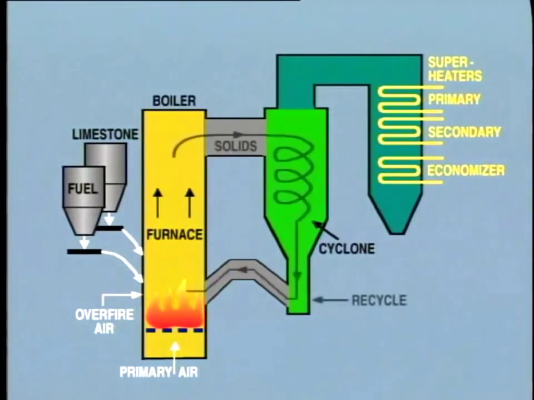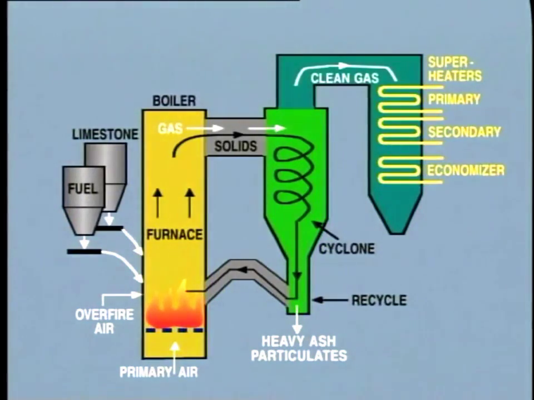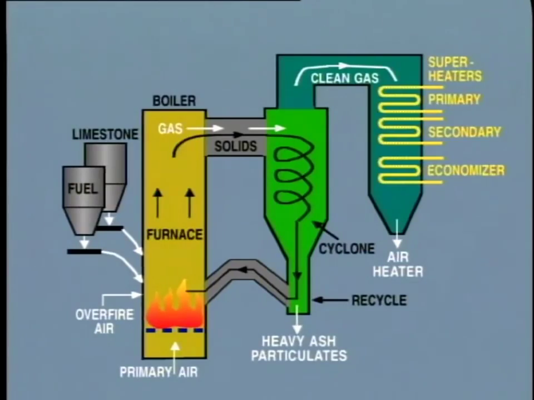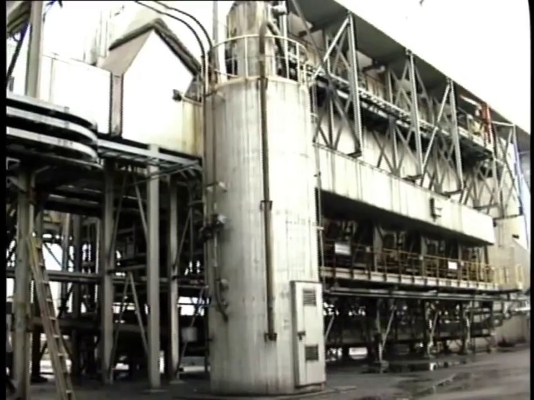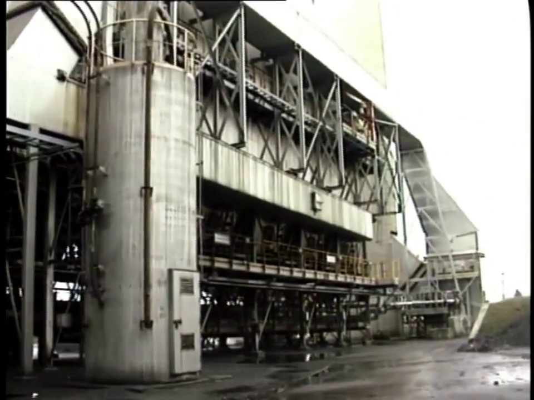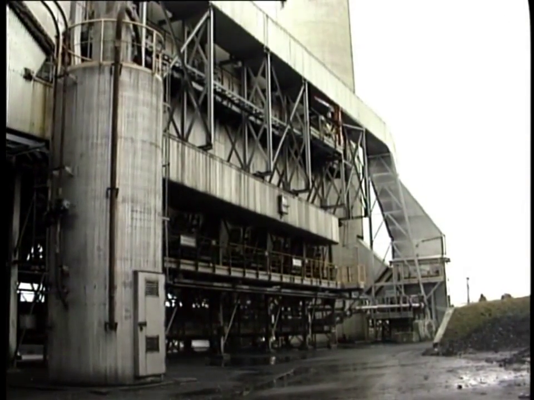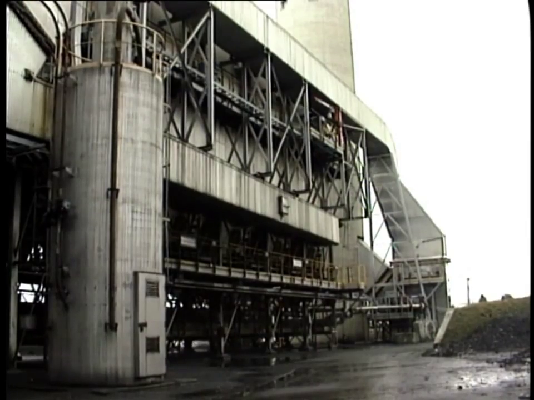At the bottom of the cyclone, the hot solid particulate matter is collected and fed back into the combustion chamber. Some heavy ash particulates may fall out at this point and can be recovered from the hopper. Clean gas passes over the primary and secondary superheaters and on down through the air heater. From here, the gas passes on to the particulate removal devices such as a precipitator or fabric filter.